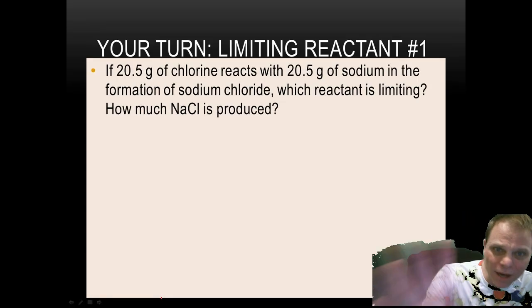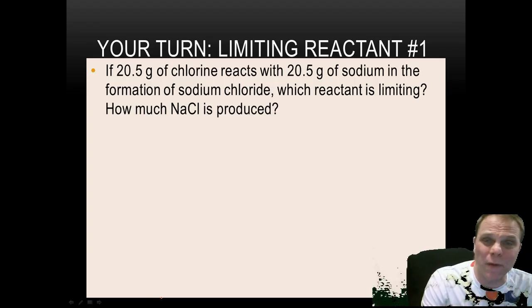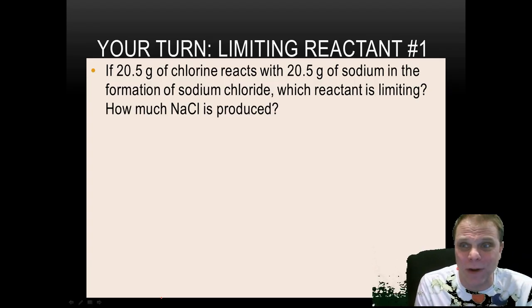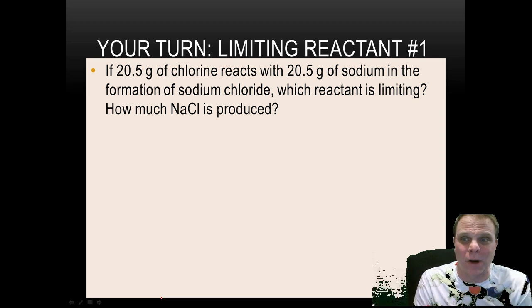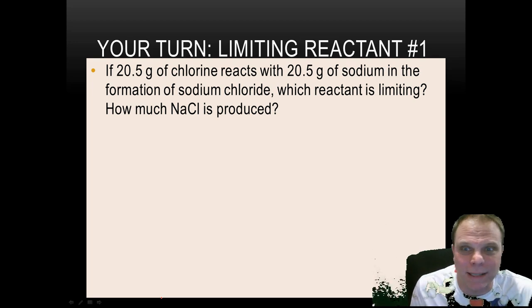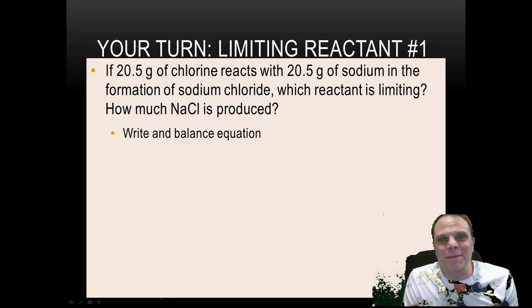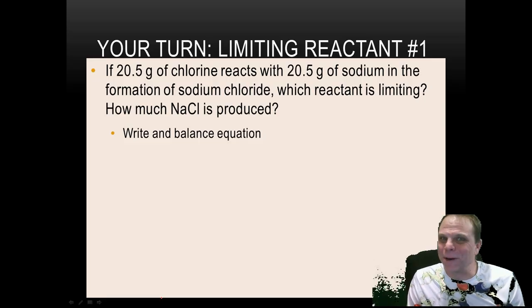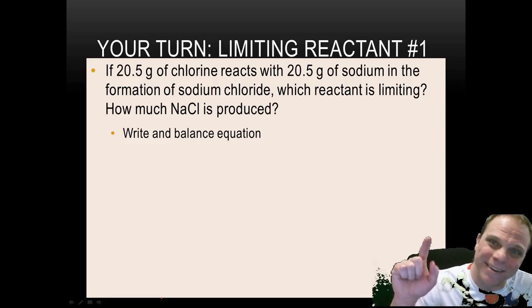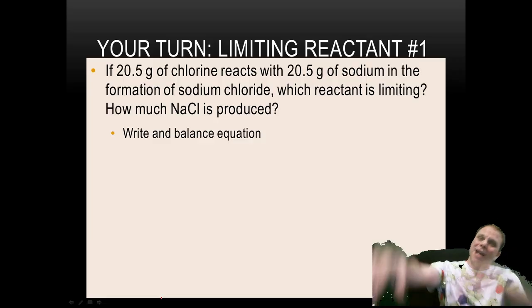So here's your problem. You've got 20.5 grams of chlorine and 20.5 grams of sodium reacting to make sodium chloride. Which reactant is limiting, and how much sodium chloride is produced? So you've got to start by writing your balanced chemical equation and then going for it, right? All right, so we're going to pause, and you're going to see how you do. Ready? Here we go.